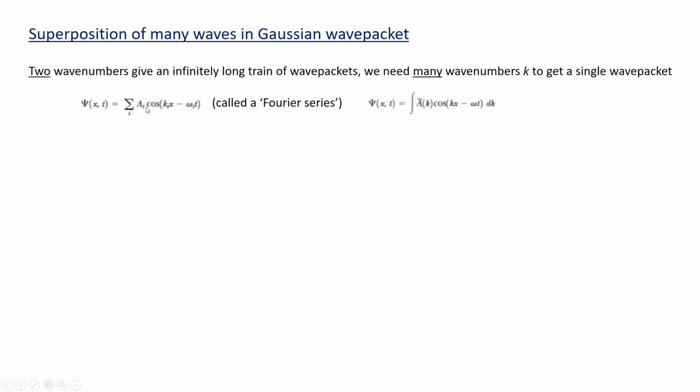And that can be generalized to not just a discrete sum, but as you know from calculus, a sum, if we make it fine enough, can be turned into an integral. And so we can define the wave packet as an integral of a continuous amplitude as a function of k times cosine of k x minus omega t dk. And that's called a Fourier integral. You may have time to get to Fourier integrals in Physics 270, but I'm sure you'll at least get to see Fourier series.